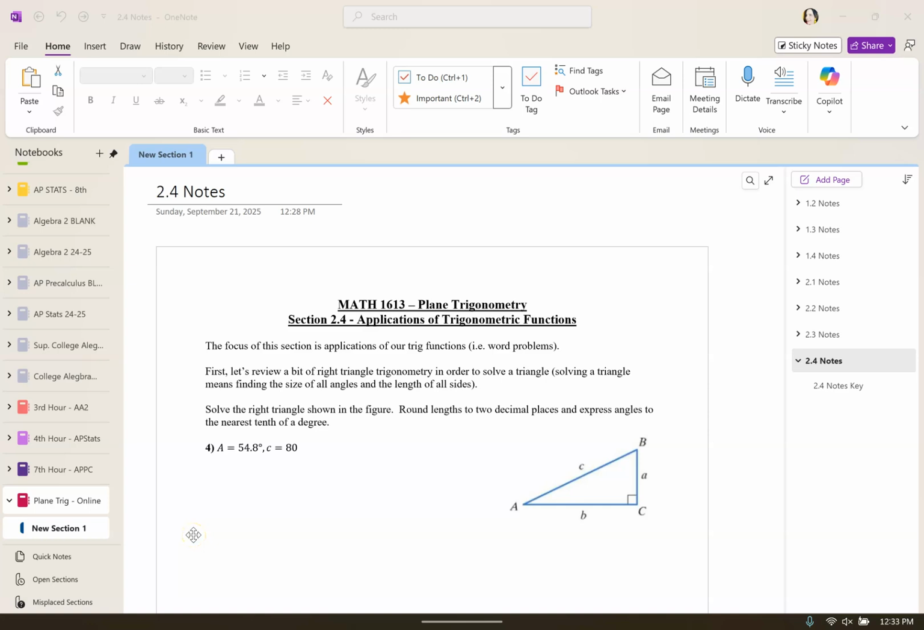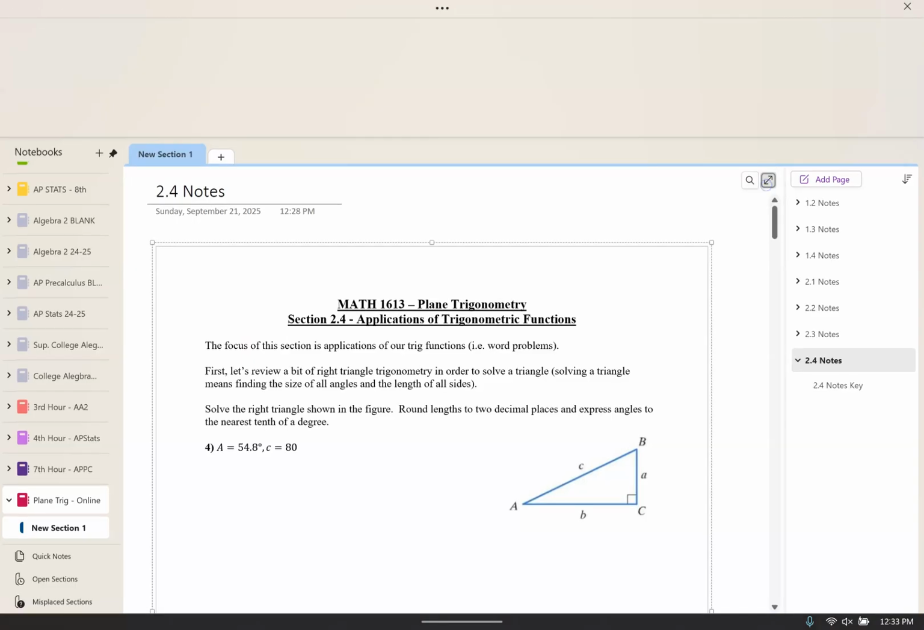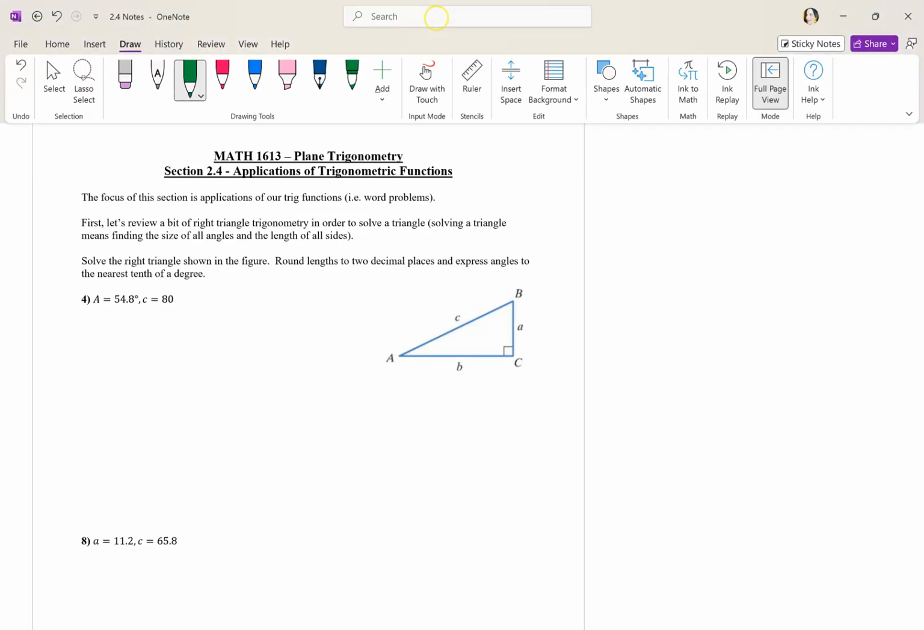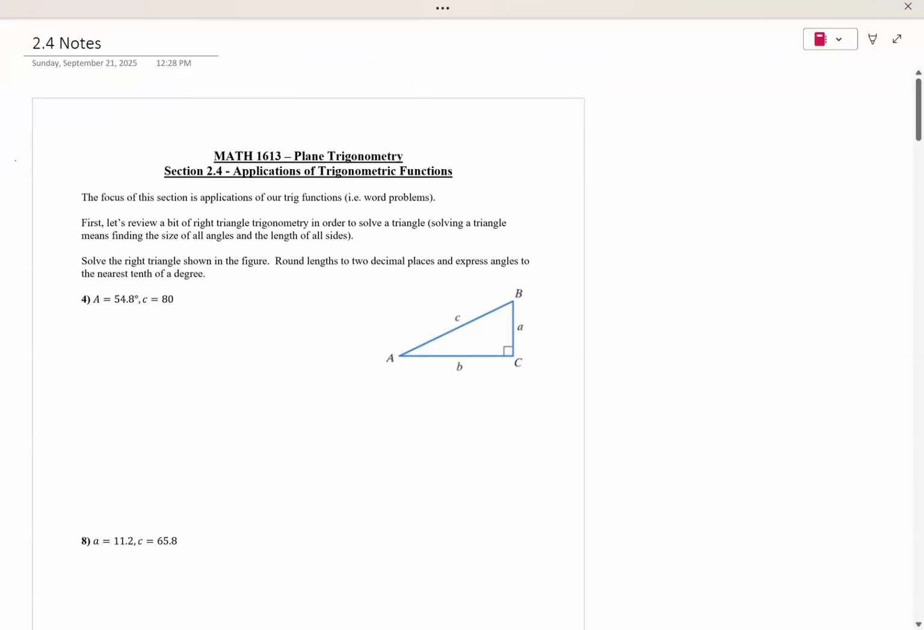Hey guys, so today we are going to be doing some applications of trig functions. So the first thing we're going to do is review a bit of right triangle trig, okay? So the first couple examples, what we're going to do is solve the triangle. When you see solve the triangle, that means that you want to find all angles and all sides.